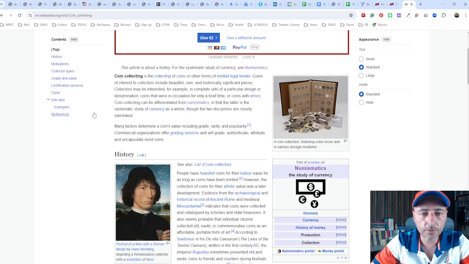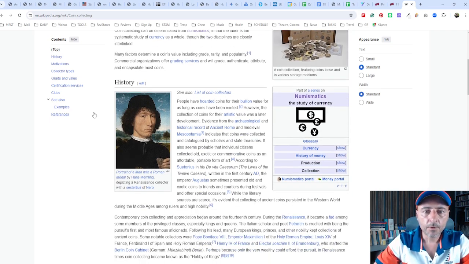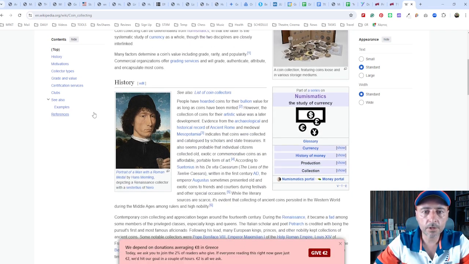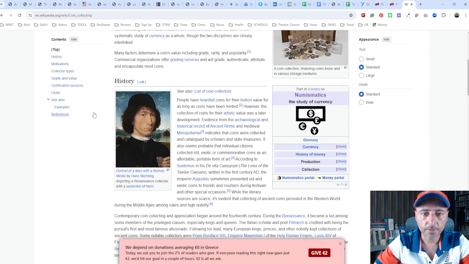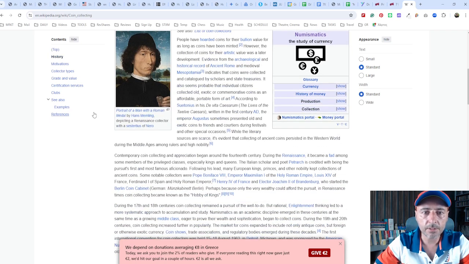Commercial organizations offer grading services and will grade, authenticate, attribute, and encapsulate most coins. People have hoarded coins for their bullion value for as long as coins have been minted. However, the collection of coins for their artistic value was a later development. Evidence from the archaeological and historical record of ancient Rome and medieval Mesopotamia indicates that coins were collected and catalogued by scholars and state treasuries. It also seems probable that individual citizens collected old, exotic, or commemorative coins as an affordable portable form of art.